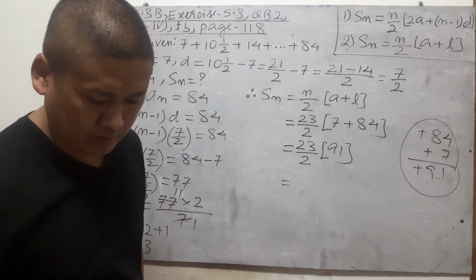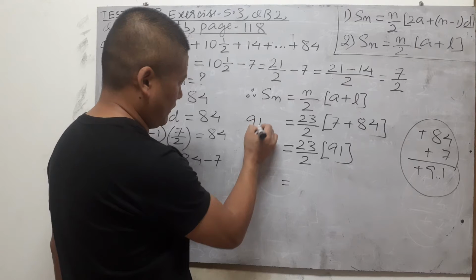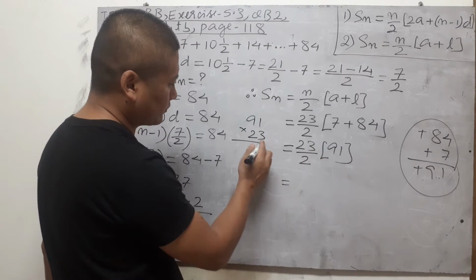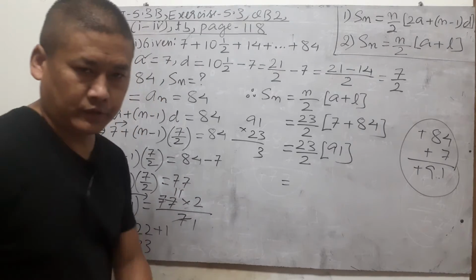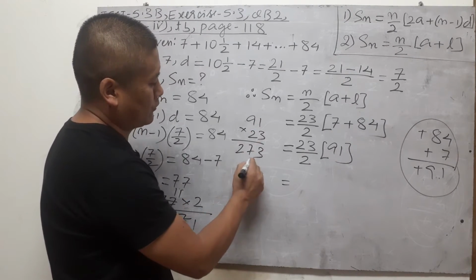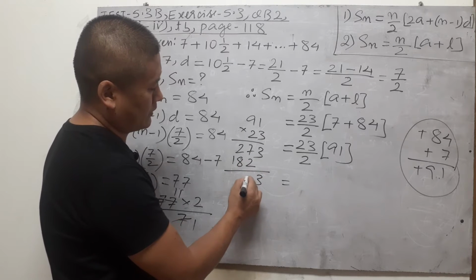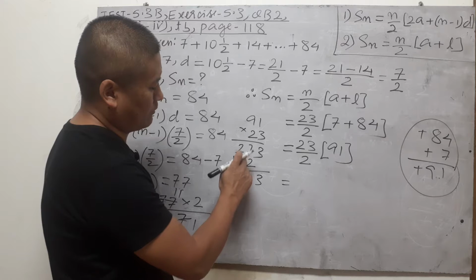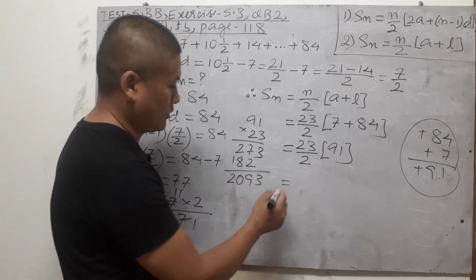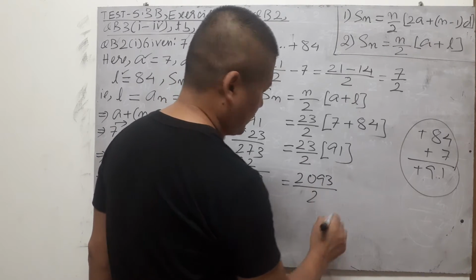The book answer is in the mixed fraction form, so that's fine. So 91 multiplied by 23. 3 ones are 3, then 3 nines are 27. 2 ones are 2, 2 nines are 18. So we are going to get 3, 9, adding 8 plus 2, 10, and 1 plus 1, remainder 2. So 2093 divided by 2.